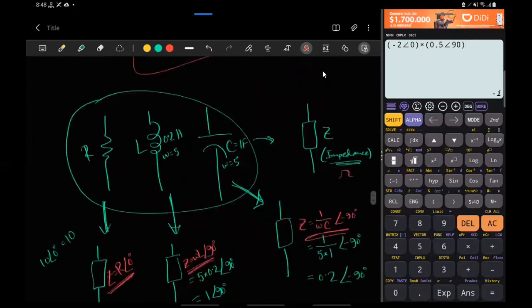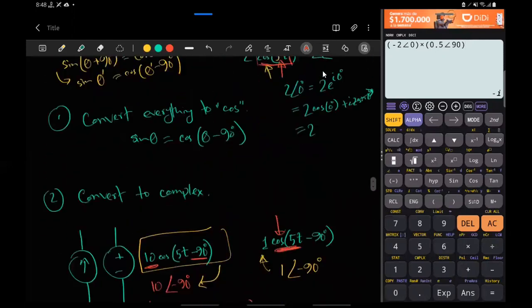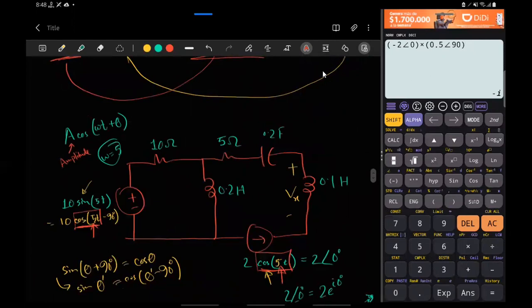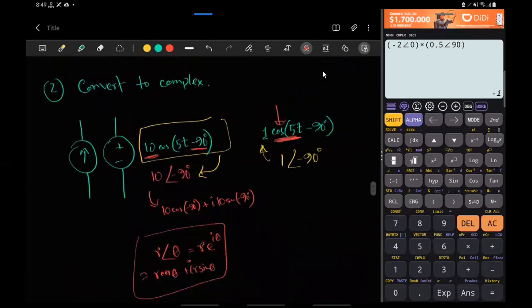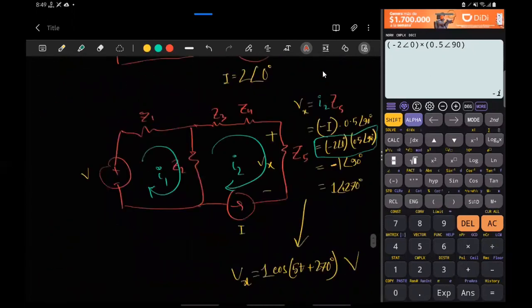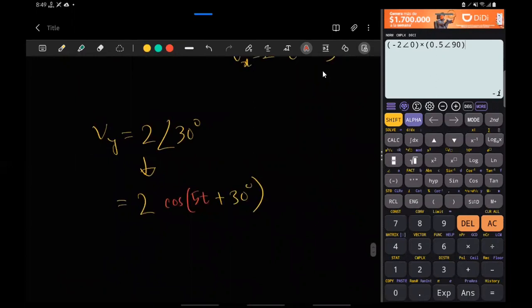Okay, so basically you have to figure out the conversion factor. You can have only one conversion factor, basically cos 5t for this whole problem. Whenever you convert from complex number to cosine format or cosine format to complex number, you have to include this cos 5t part. Okay, this is your conversion ticket. You have to include the cos 5t, and it's done. As simple as that.